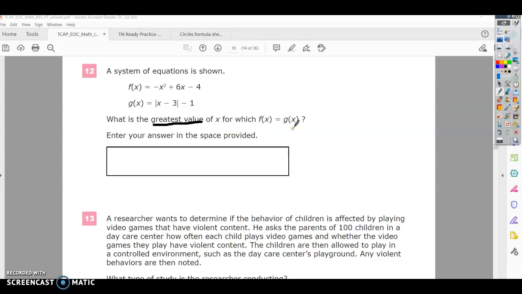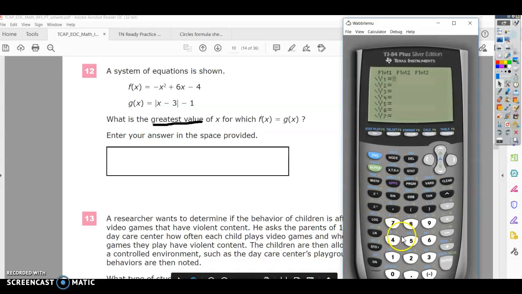equals g of x? All right, so these two can be graphed, and when you graph them, you've got a quadratic and a V. So this one's going to be an upside down U, and this one's going to be a V-shaped graph, and it's going to cross at two intersection points. This says what is the greatest value of x. So we need the biggest x value. So let's go ahead and graph these equations.